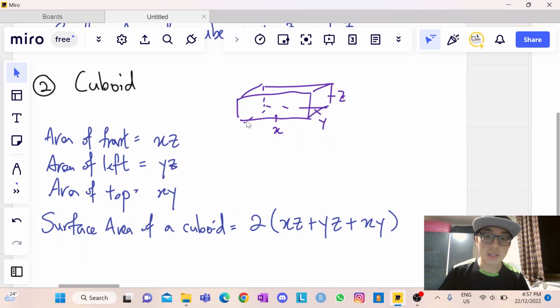In the front here you see x multiplied by z, and in the back part, this is z and this is x also. So you get 2 same areas, so the surface area of a whole cuboid will be equal to 2xz plus 2yz plus 2xy, and after we factorize it, we get this last line right here. So this is how we get the surface area of a cuboid.